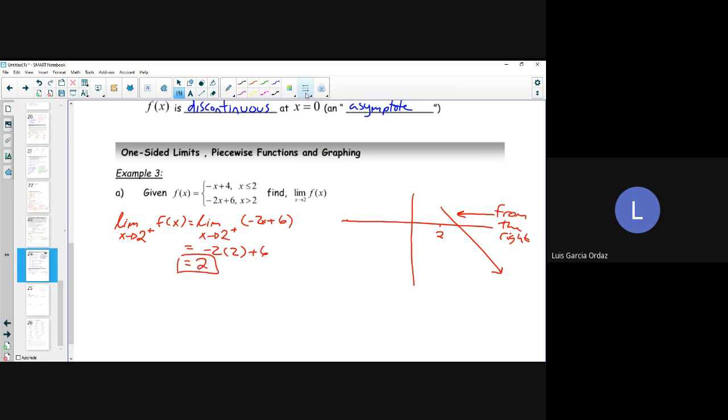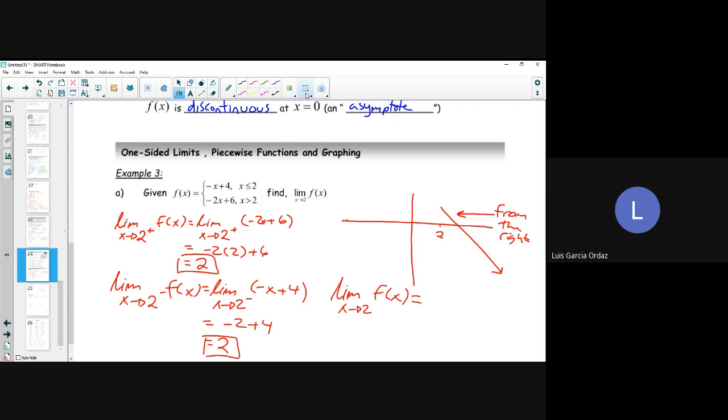Perfect. Now I can determine my limit as x approaches 2 from the left of f of x, which means that I'm finding the limit as x approaches 2 from the left of negative x plus 4, which means I can just sub in 2 again. So we get negative 2 plus 4, which gives me positive 2. So what would my limit be as f of x approaches 2? What would it equal?